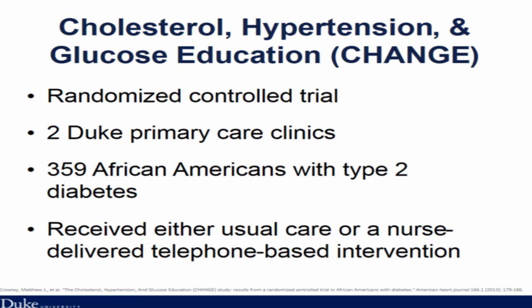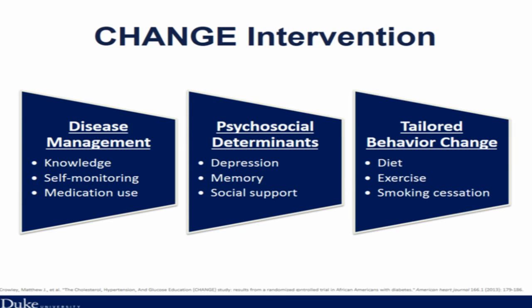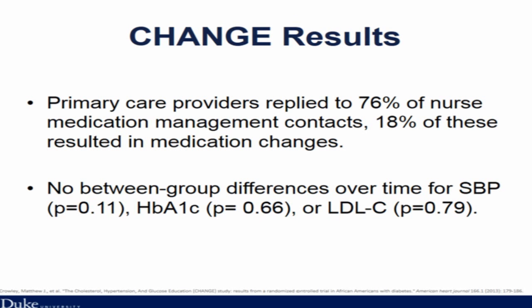So the overall intervention, there's disease management, the intervention is telephone-based, and their psychosocial aspects, and then tailored. The more important part was the overall intervention was a failure. It didn't work, okay? And typically when we think of a trial and say, okay, we didn't meet the outcomes, we're done, right?